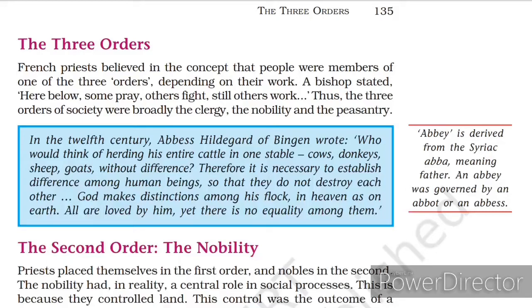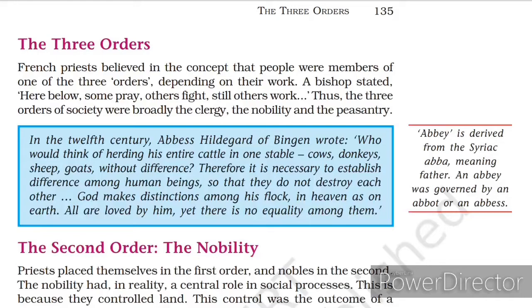So now the next topic is the three orders. What are these three orders? This concept of three orders was laid down by a French priest. He believed that people, whoever there are, are all divided into three orders. You can't just say they belong to these three orders; you can divide them depending on their work.